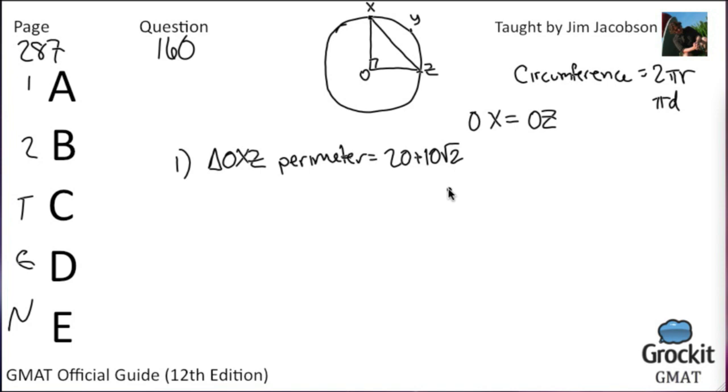So you can get at this one in two different ways. When you have a triangle like this, we know that OX equals OZ because they're each a radius of the circle. So this is an isosceles triangle. Two of the side lengths are the same. We'll call this one R and this one R because they're both the radius of our circle, OXZ.